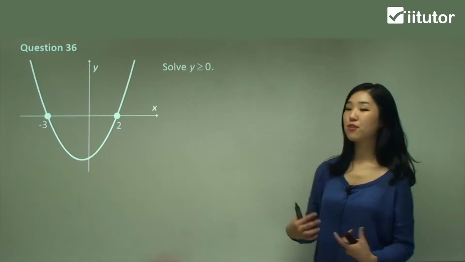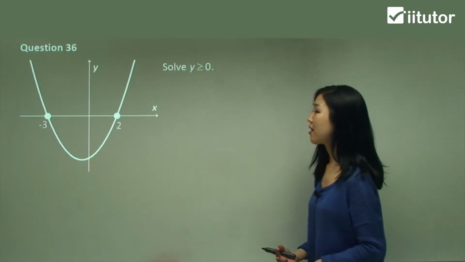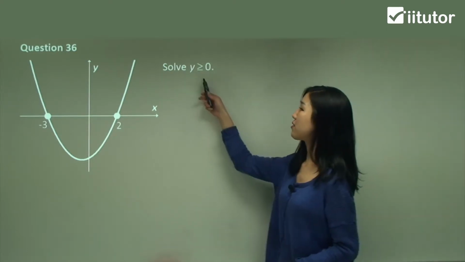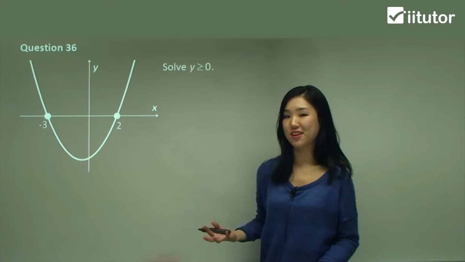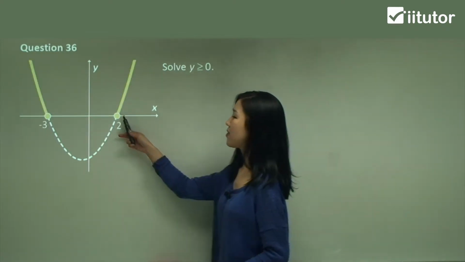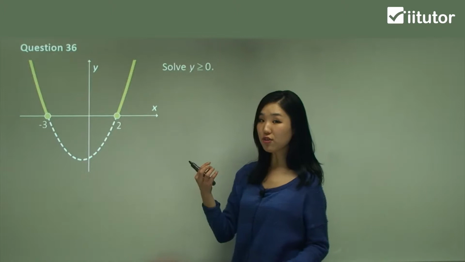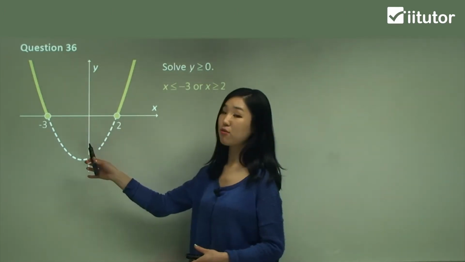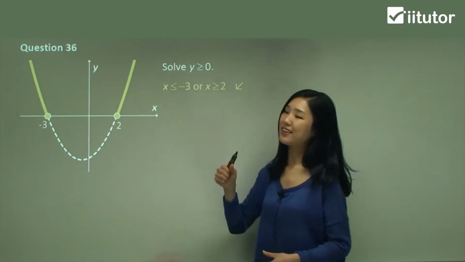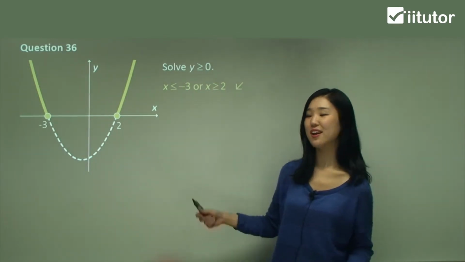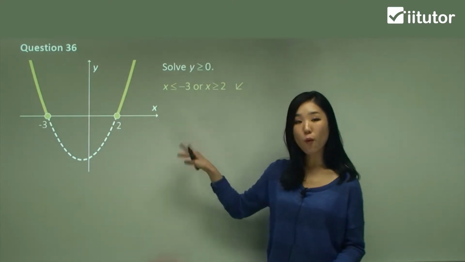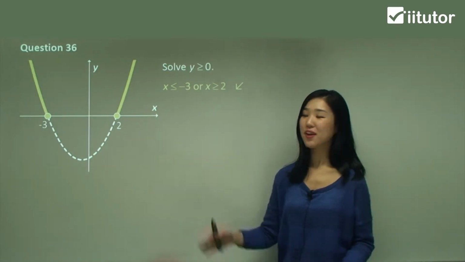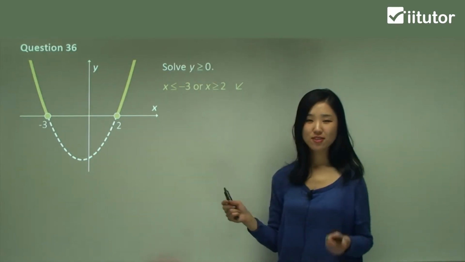Question 36. Solve y is greater than or equal to 0. It's basically the same as the previous question, but the only difference is that it's greater than or equal to 0. So we're going to color in those circles because we're going to be including those points. It's going to be the same answer: x is less than or equal to -3, keeping the equal sign, and x is greater than or equal to positive 2. These two are the answers. See that slight difference?